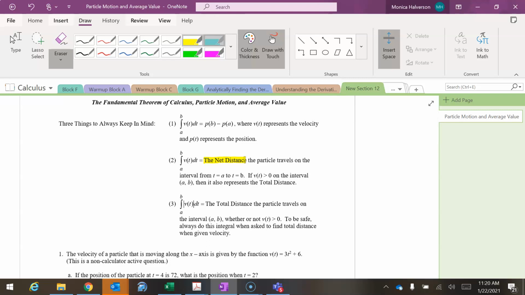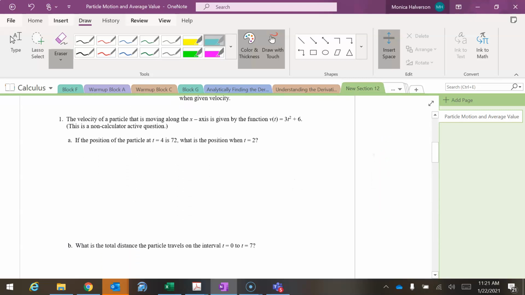Remember, if the velocity is greater than 0 on this interval, then it also represents the total distance, because the integral of the absolute value of velocity equals the total distance the particle travels on the interval. And this is regardless of whether the velocity is greater than or equal to 0. To be safe, always do the absolute value integral when asked to find the total distance when given velocity. And that's really, really important. Okay? So let's look at this in regards to some problems.